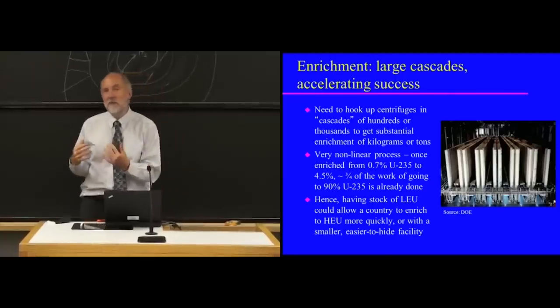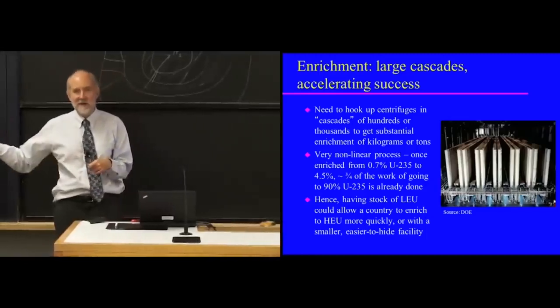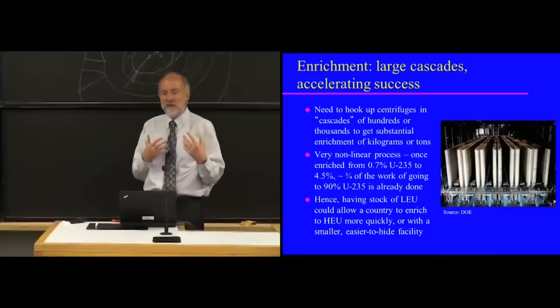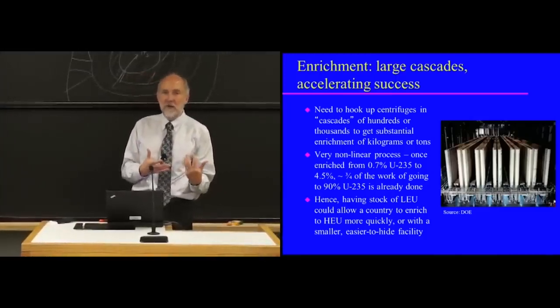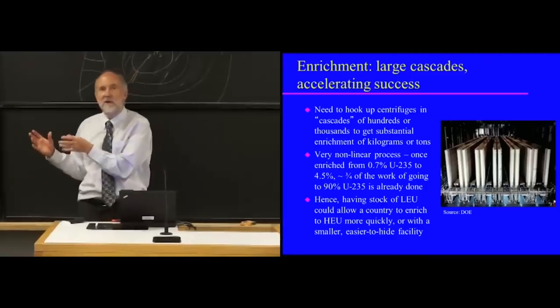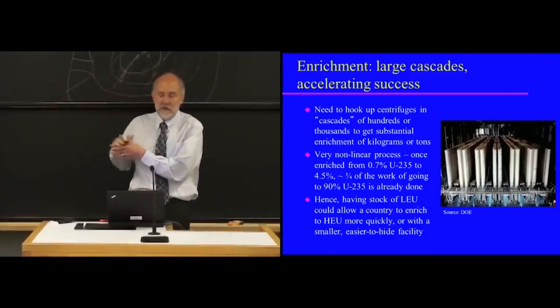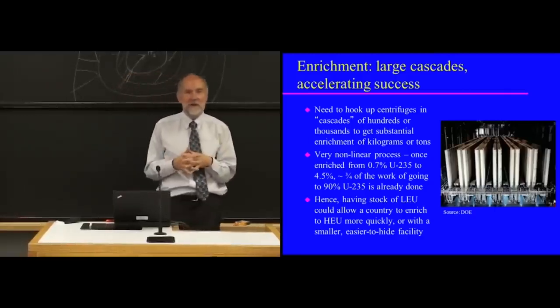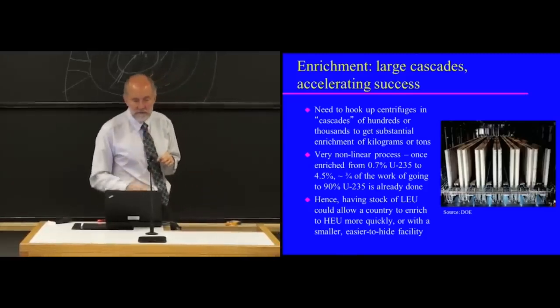Once you get to the 20% enrichment level, you've already done about 90% of the work of going to 90% enrichment. So that means if you have a stock of that kind of stuff, then it's much easier to have a small number of centrifuges somewhere secret and do the final enrichment up to 90% with that smaller number of centrifuges. And we'll talk about that later in the class.